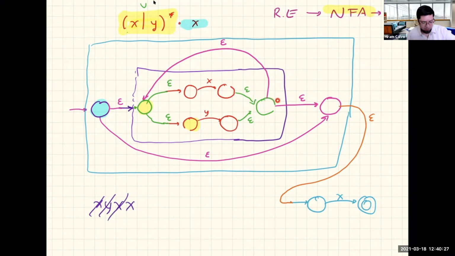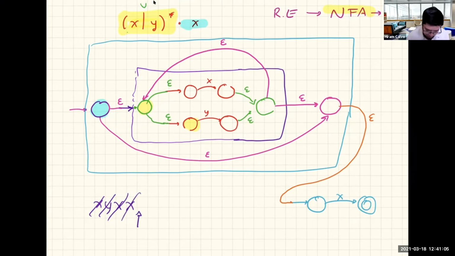That's why it's non-deterministic. One is to go back and read the final X, but that won't take me to an accept state. We want to accept this string. Well, we must look for all different options in order to accept a string. So if we see this, we know that in order to read that last X and to end up in an accept state, I would need to go this way. Epsilon, another epsilon, and then to read the X.